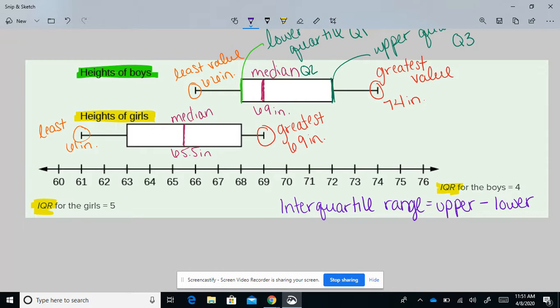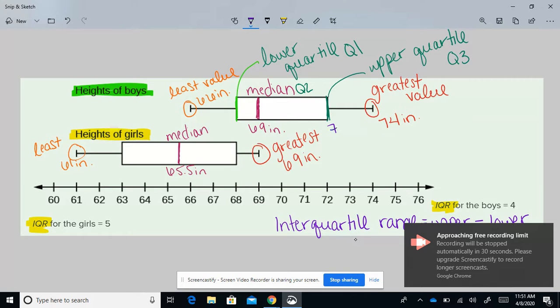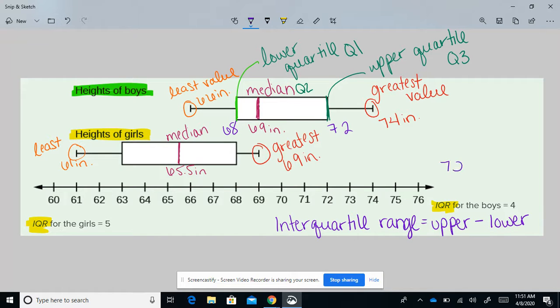Okay, so for boys, our upper quartile was 72. Lower quartile was 68. Just simply did 72 minus 68, and our IQR, or interquartile range, is 4. Okay, so that's some things that box plots can go ahead and tell you. Again, I'll make sure I post these notes so that way you guys have formal identification of all the different parts of box plots. Okay.